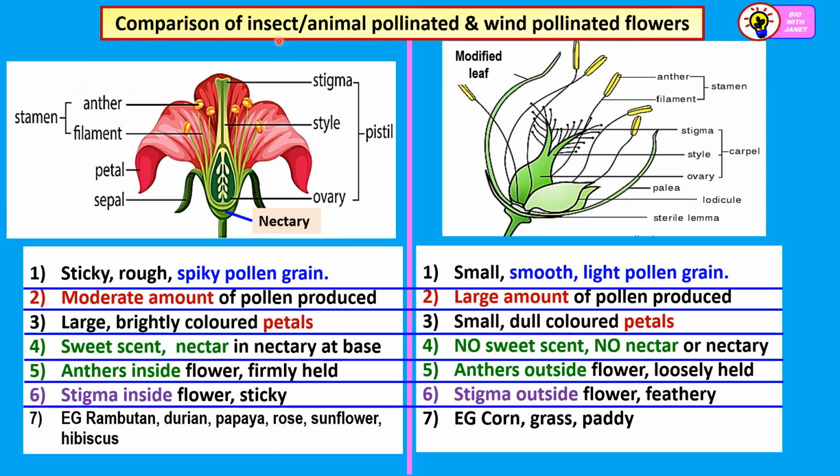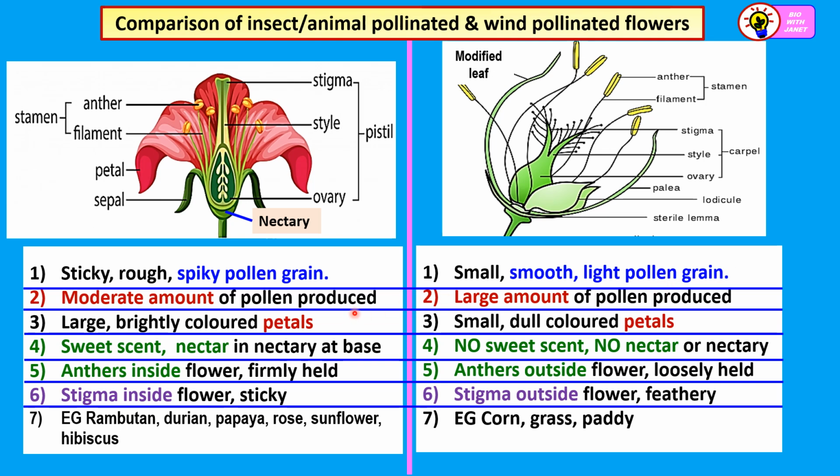Important comparison of insect or animal pollinated flower and wind pollinated flower. So firstly, for insect pollinated flower, the pollen grain is sticky, rough, or spiky so that it can easily attach itself to the bodies of insects. Whereas for grass or wind-pollinated flowers, the pollen grain is small, smooth, and light so that it is easily carried by the wind from an anther to a stigma.